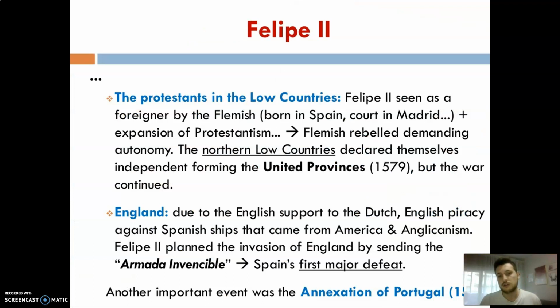and also another important external conflict. Okay, well, there will be a fight in the Low Countries, especially in the northern Low Countries.